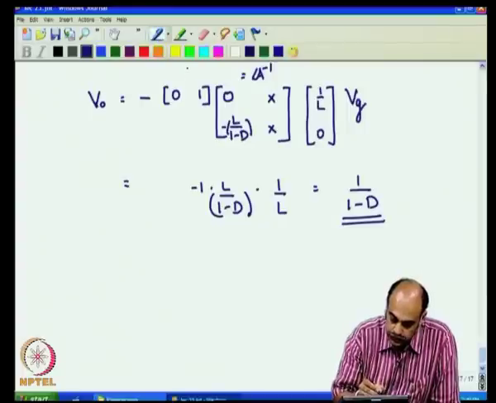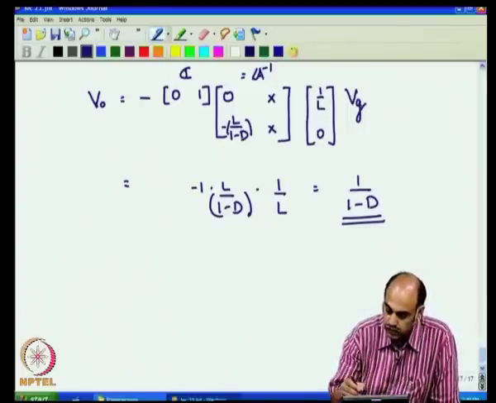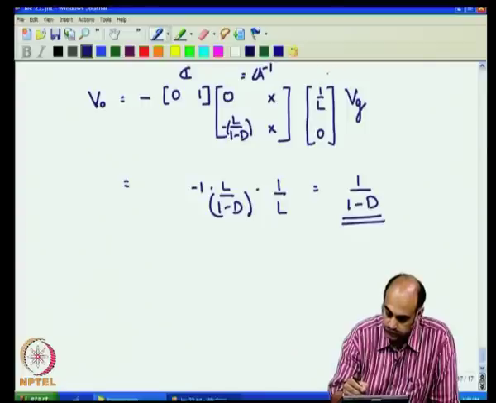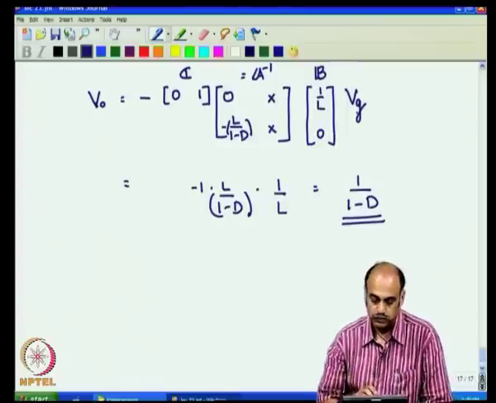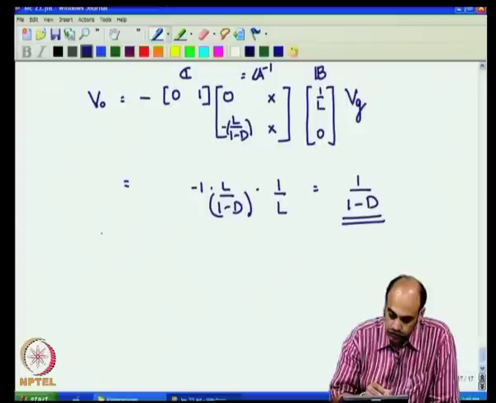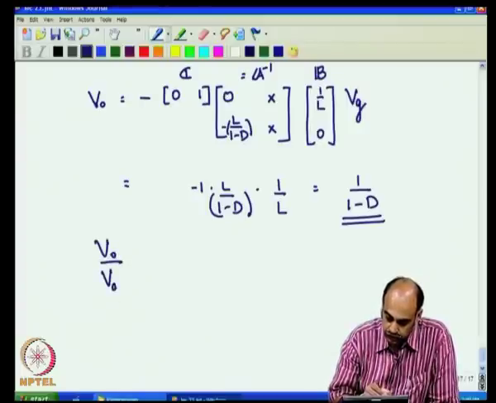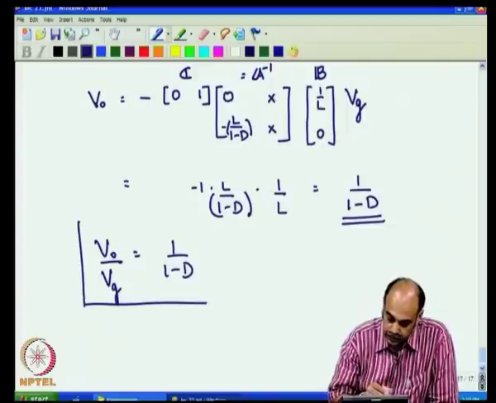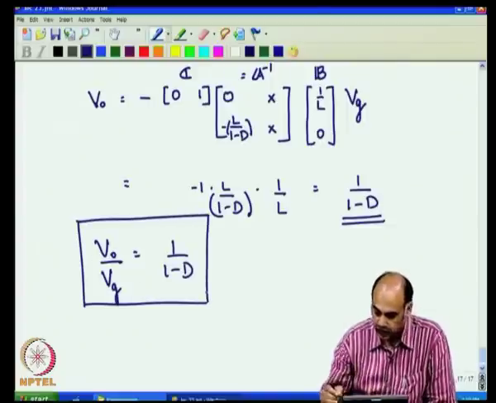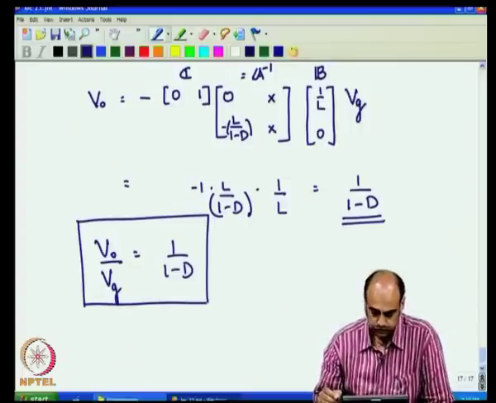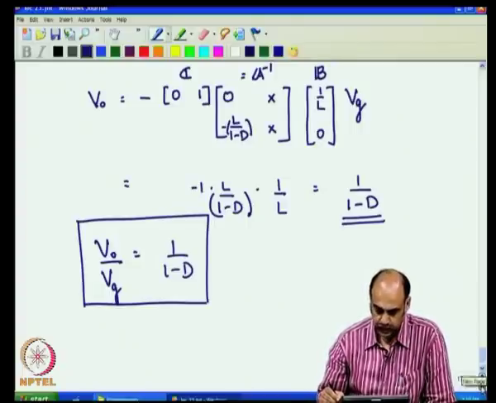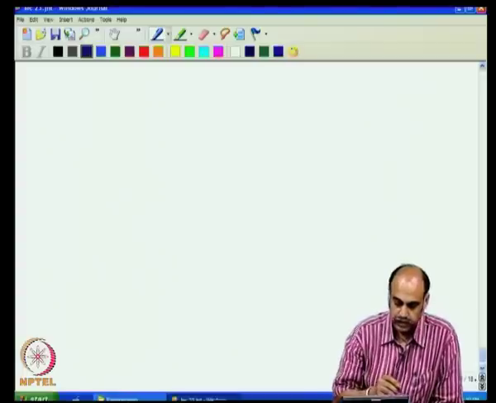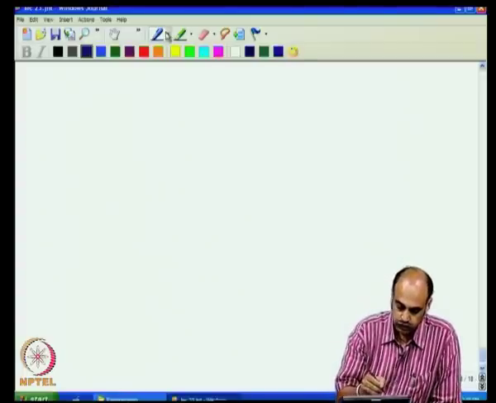So, you have here C, A inverse, this is B corresponding to the Vg input. So, you see that V naught by Vg, which is equal to 1 by 1 minus d, and this is the steady state relationship that you had discussed very early in the course. So, like that you could get the steady state relationship of any output variable to the input variable.